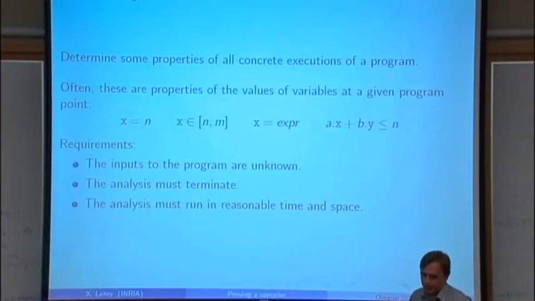And so, again, what is static analysis? Its purpose is to determine some properties that hold of all concrete executions of a program. Very often, these are properties of the values of variables at a given program point. For instance, at this point, we know that x is equal to this compile time constant, which can be determined by the analysis, or x is in this interval, and again these are two compile time constants. Or maybe x is equal to this symbolic expression. Or maybe we have some kind of linear inequality connecting the values of x and y, with a, b, and n being compile time constants.